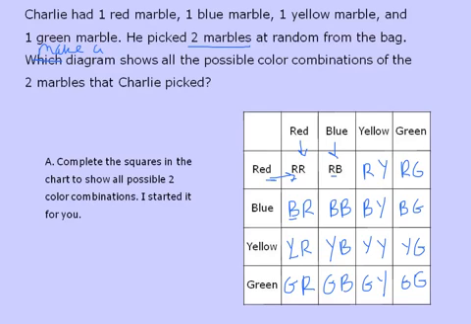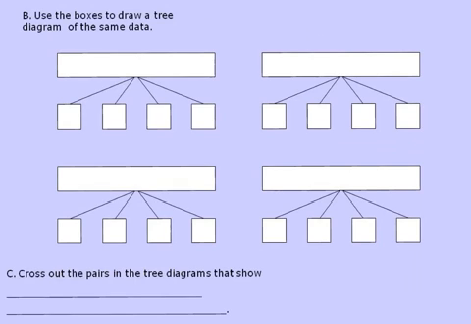So using this chart, we can come up with all the different combinations that we have. And so I started it, and hopefully you finished it with me. You might have even beaten me to it. So now it says use the boxes to draw a tree diagram of the same data, the same information. So I'm going to label this one red, blue, yellow, and then green.